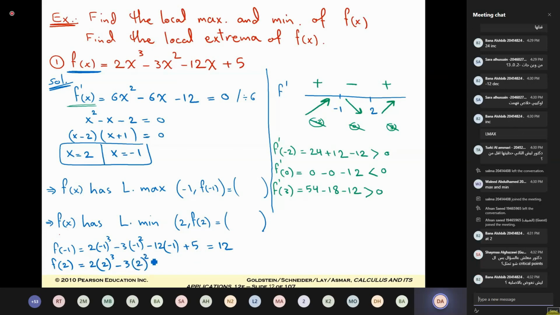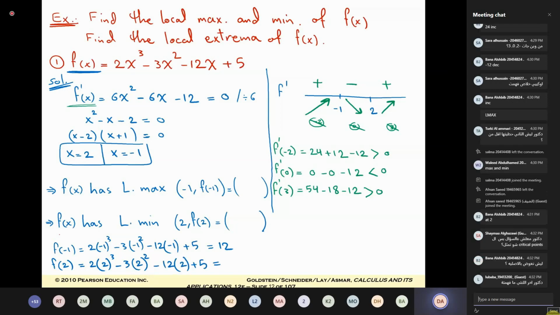And f of 2, substitute: 2 to the power 3 minus 3 times 2 squared minus 12 multiplied by 2 plus 5. 2 to the power 3, 8. 8 minus 12, we have -4. -4 minus 24, we have -28. -28 plus 5. So the first point, -1 with the value, this is the local maximum. And the second point, the local minimum point, is 2 and the value of f of 2.